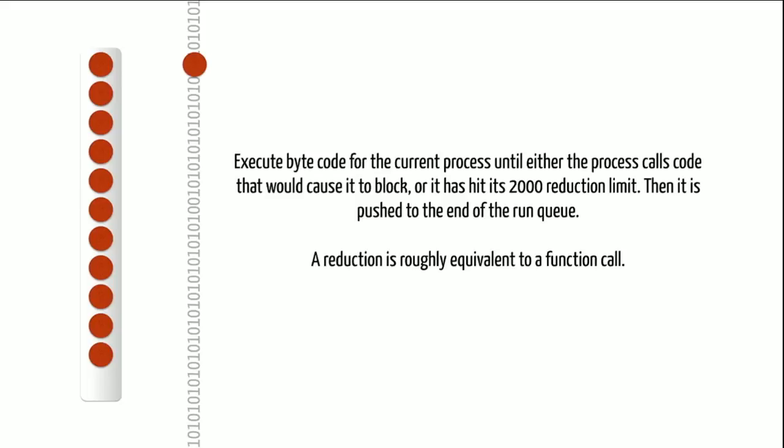It can do that if it's going to do a blocking operation, but it also has a limit on the things it can do. It gives each process what are called reductions. You get 2,000 reductions, and then your talking stick is taken away until the next time you're scheduled. A reduction is roughly equivalent to a function call. It's not exact.